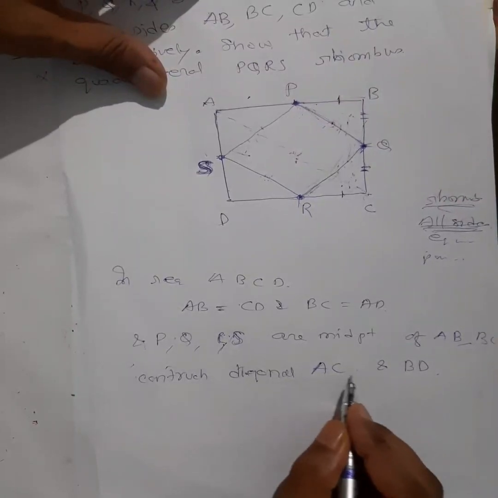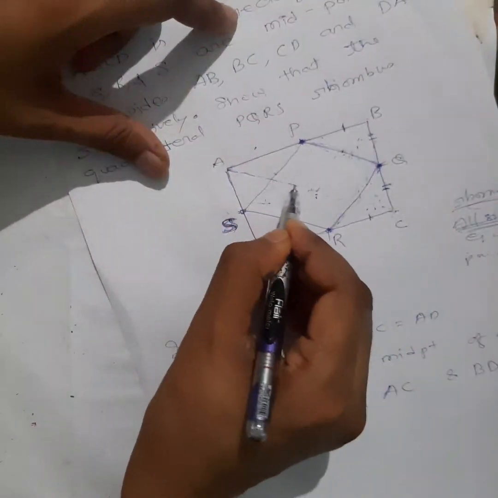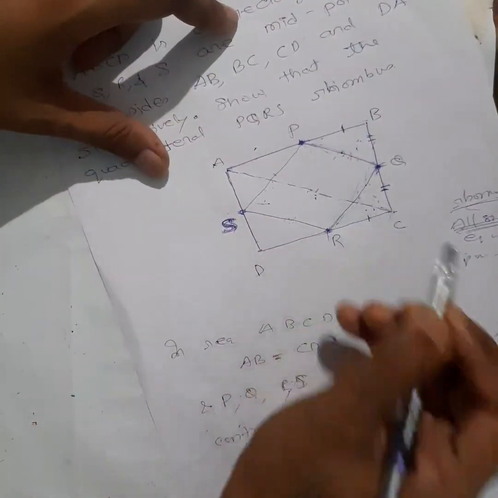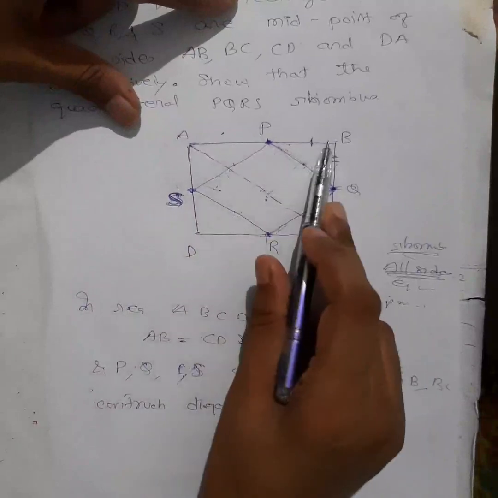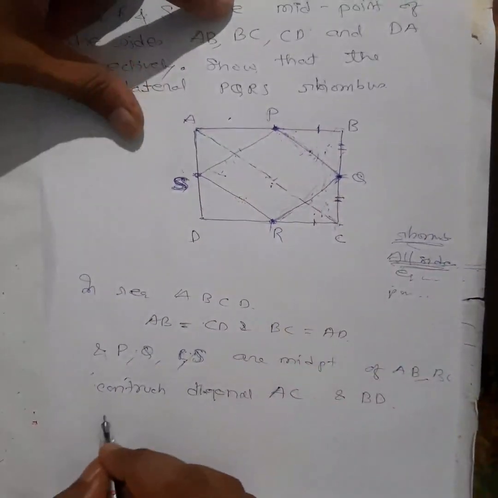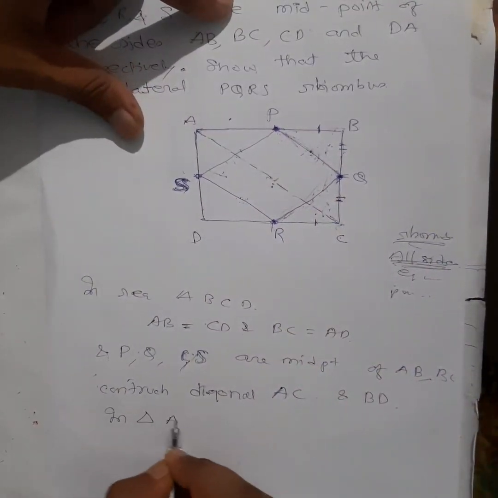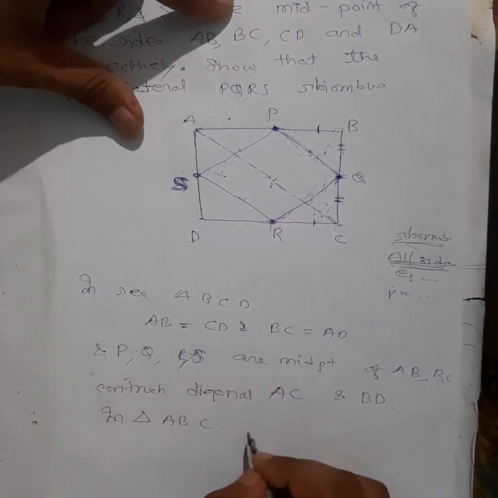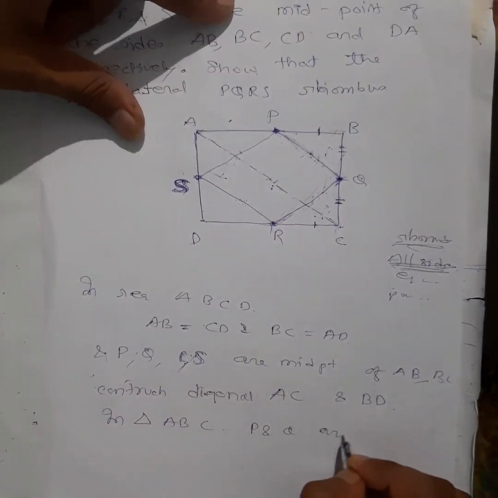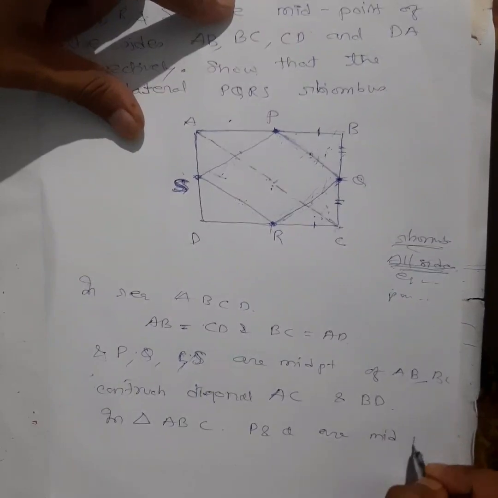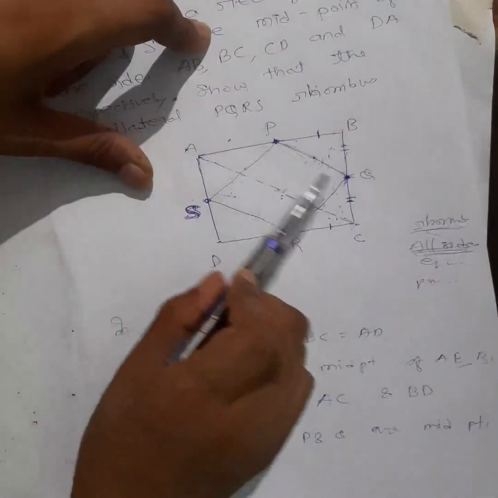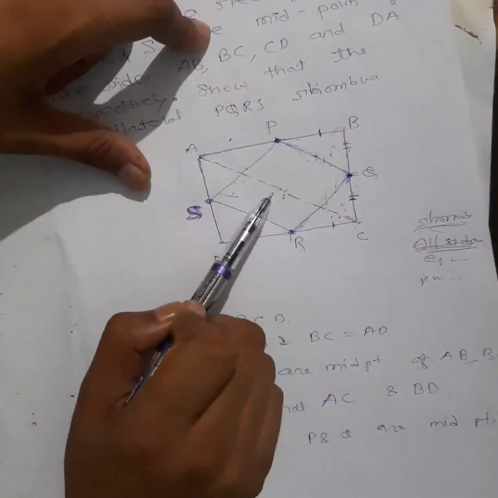So construct diagonal AC and BD. AC I have drawn. So let me draw here with a dotted line. Okay. So in triangle, which triangle will you take? BAC or ABC. In triangle ABC, P and Q are midpoints. So if these are midpoints, can I say this side and this side will be parallel?